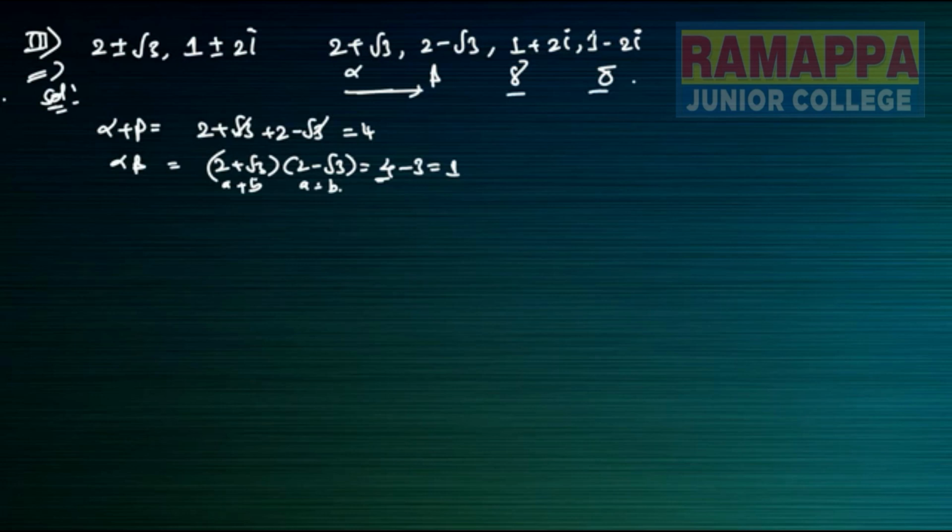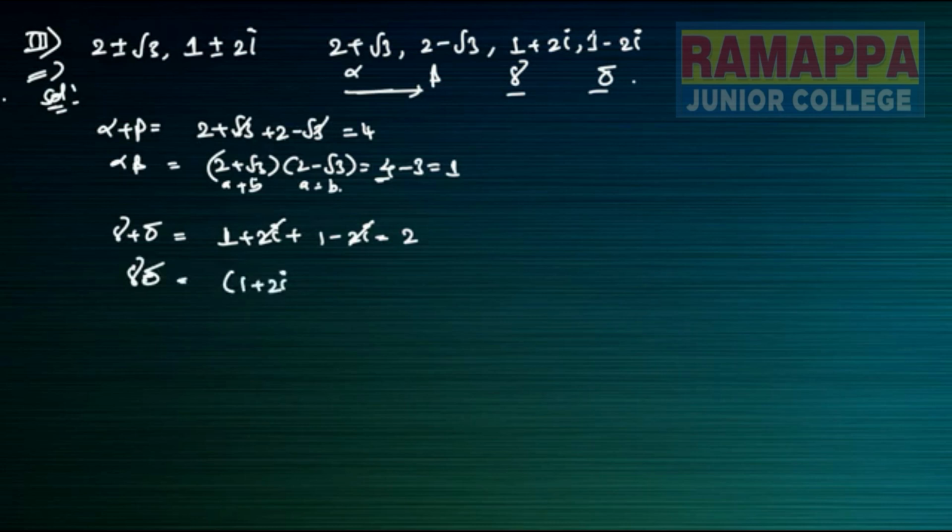Now gamma plus delta is equal to 1 plus 2i plus 1 minus 2i. Here minus 2i plus 2i will get cancelled, 1 plus 1 is equal to 2 here. So now gamma into delta is equal to 1 plus 2i into 1 minus 2i, so it will become 1 minus 2i square, meaning it will become plus 2, is equal to 3 will come here.